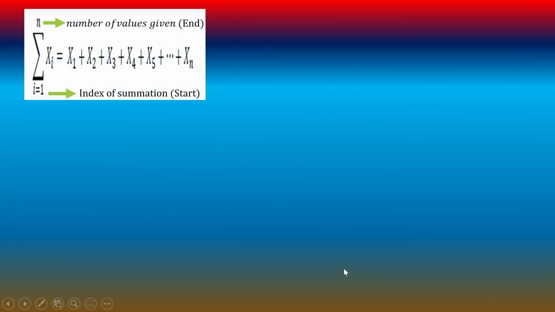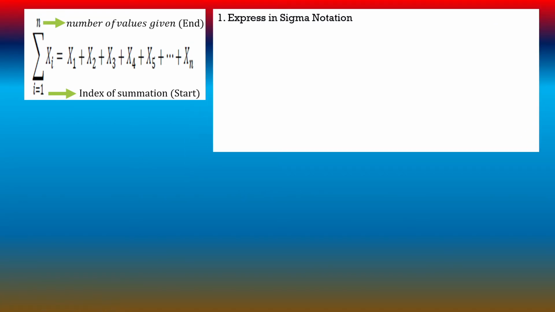Okay, again, practice, to understand better. n is the number of values given. Ito yung huli. i is the index of summation. It means to start. And then, dito ay ilalagay lang natin ang formula. So, express in sigma notation.